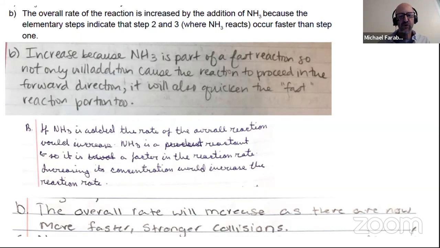The overall rate is increased by the addition of NH3 because steps 2 and 3 are faster than step 1, or that somehow adding NH3 would quicken the fast steps. So some confusion about what exactly the rate determining step has on the overall rate law. Okay, so just because a chemical is in the fast step does not mean adding more of it is going to make it faster. This person says NH3 is a reactant and therefore should be a factor. But again, they're not understanding the rate determining step. This person says that it should increase because there are more faster, stronger collisions. Again, all of these are misconceptions.